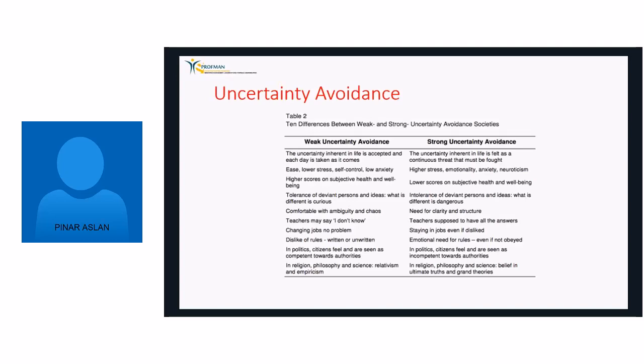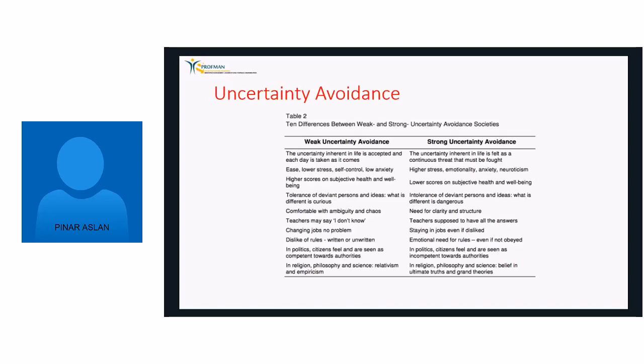And in a weak uncertainty avoidance society, there is tolerance of deviant persons and ideas. What is different is curious and acceptable. Whereas in a strong uncertainty avoidance society, there is intolerance of deviant persons and ideas. What is different is simply dangerous. And in a weak uncertainty avoidance society, people are comfortable with ambiguity and chaos because you take life as it comes. In a strong uncertainty avoidance society, there is a need for clarity and structure because you're afraid of threats. In a weak uncertainty avoidance society, teachers may say "I don't know" if they don't know something. However, in a strong uncertainty avoidance society, teachers are supposed to have all the answers.